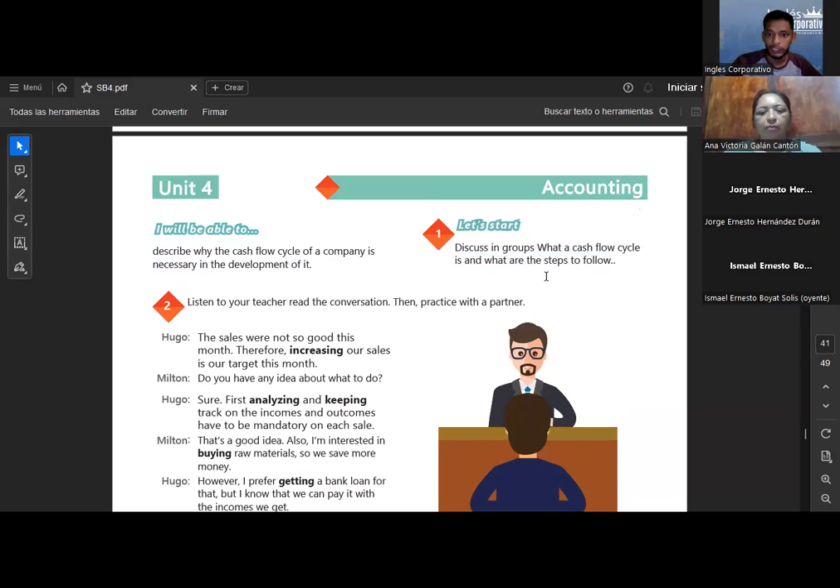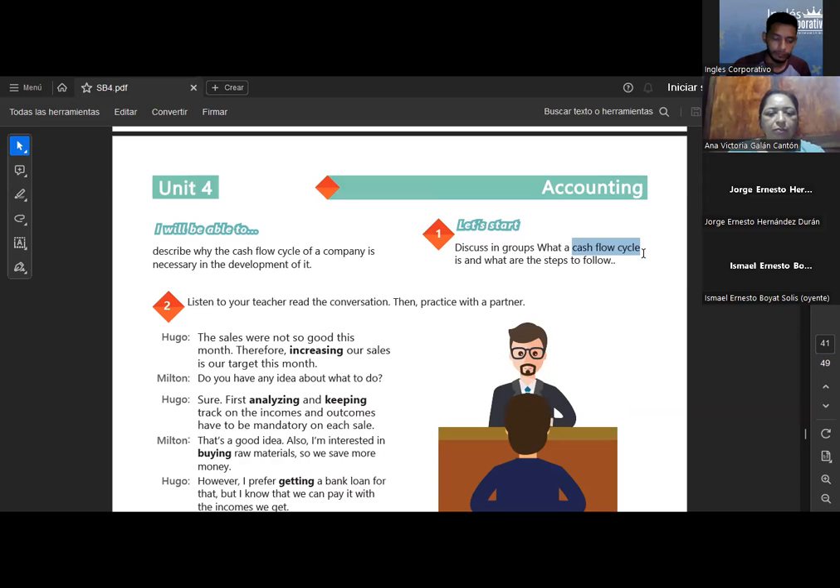Now I ask everybody, what do you think or have you ever heard about the cash flow cycle? What is the cash flow cycle? Do you have any ideas? Hello, anybody? I think maybe the time when the company incomes cash and pays something. I don't know. Okay, it's okay. Thank you, Jorge, for that one.